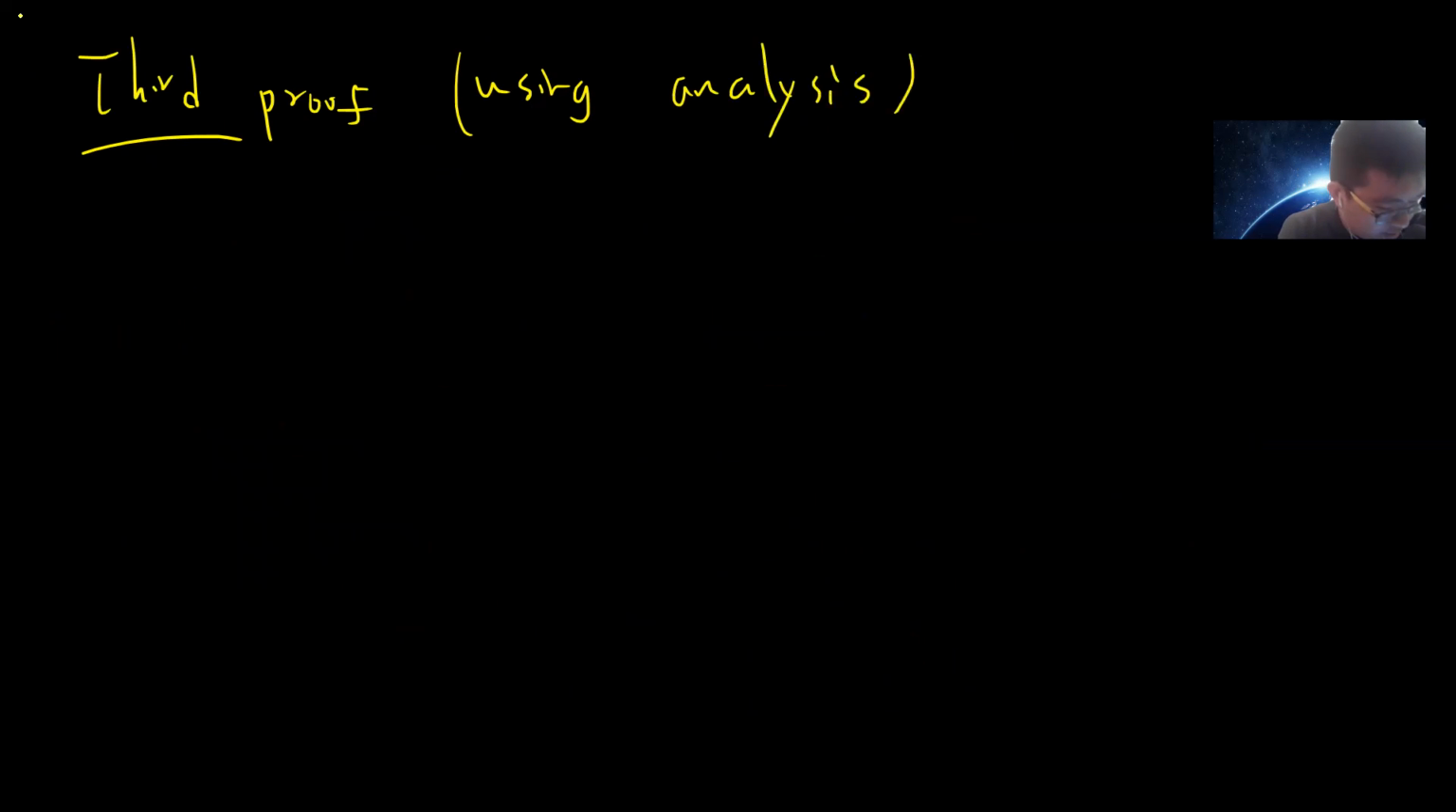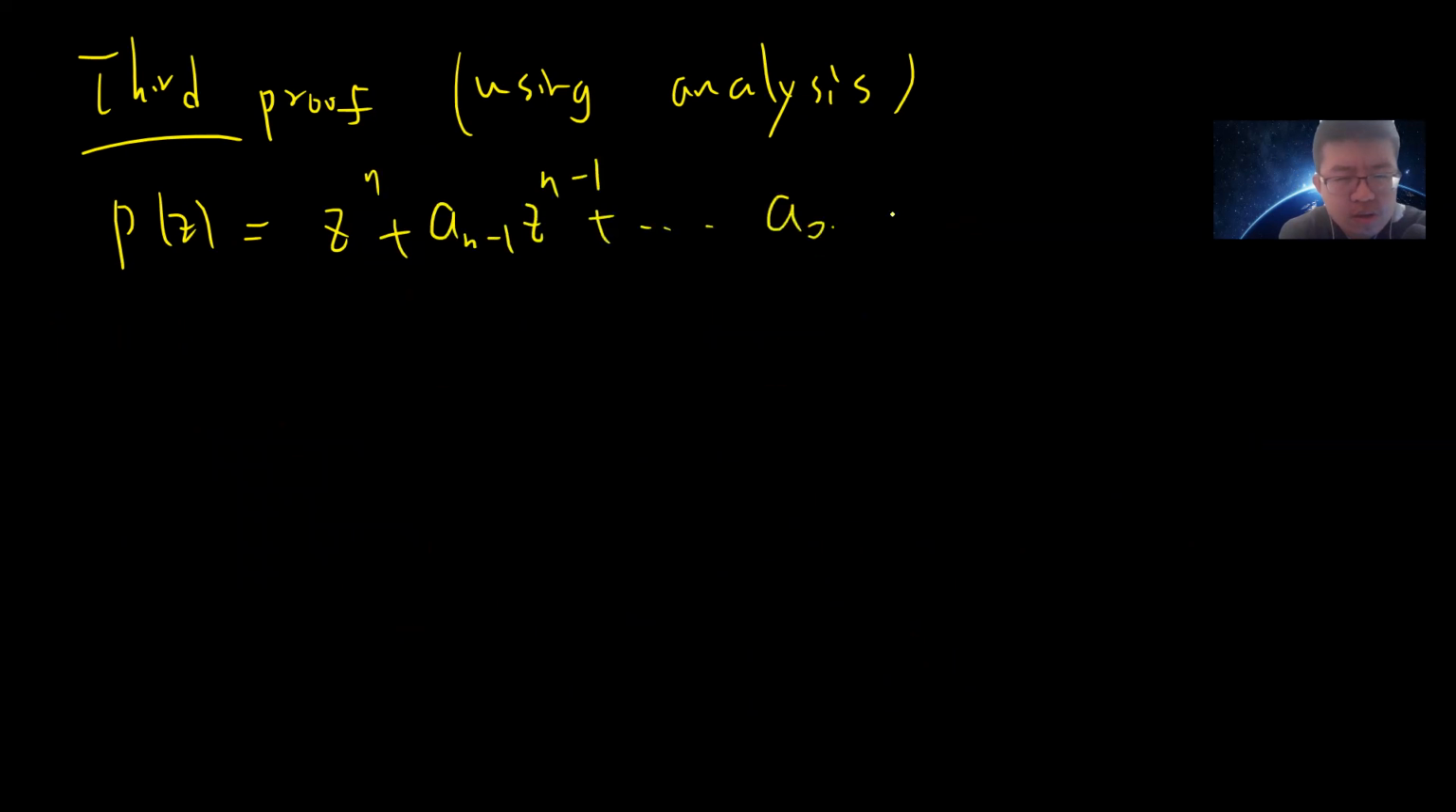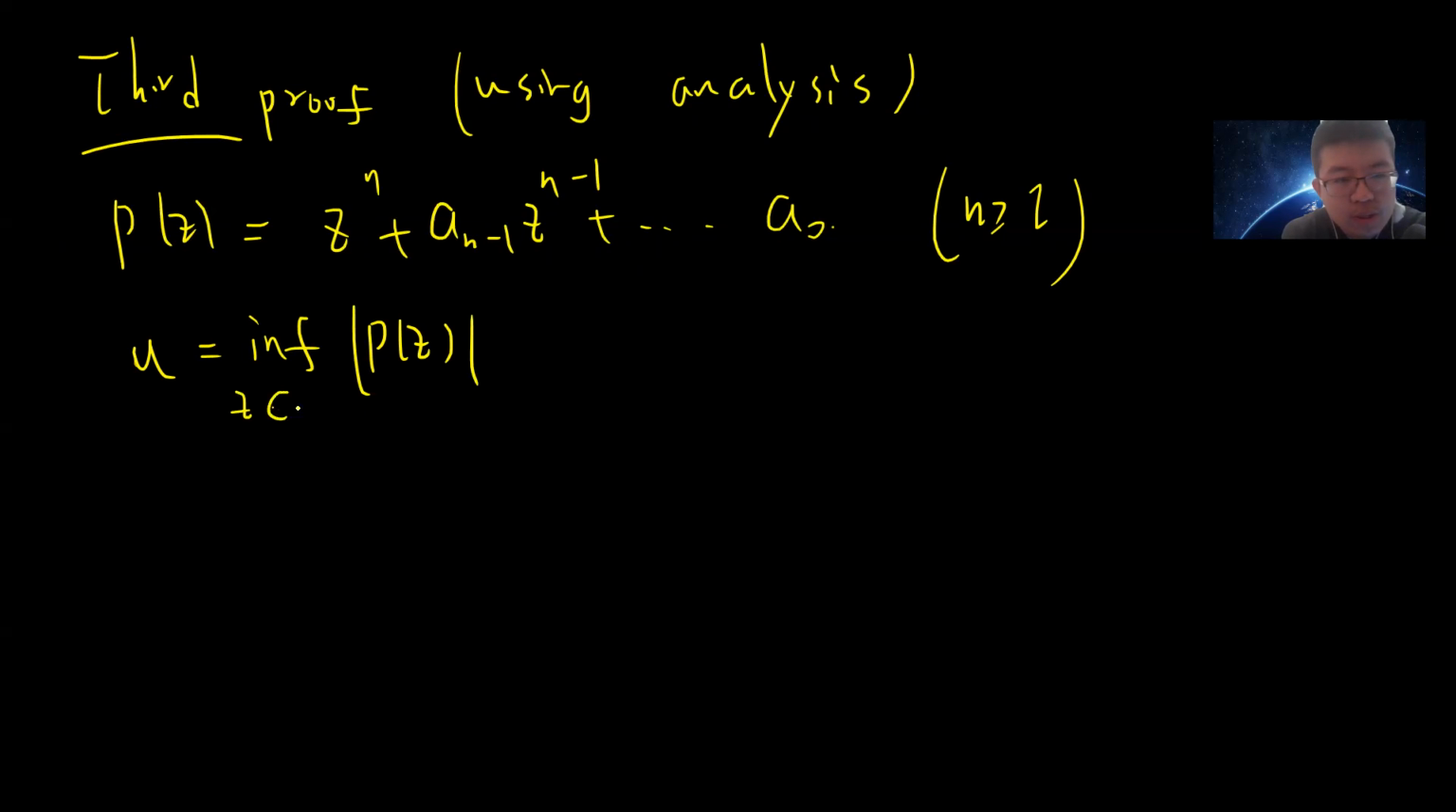Let me suppose P(z) is z^n plus lower terms. By the way, I can assume a_n to be 1, because otherwise I just divide by a_n. And n should be greater than or equal to 1. Now the proof goes as follows. Let mu be the inf of |P(z)|, where z ranges over the whole complex plane.